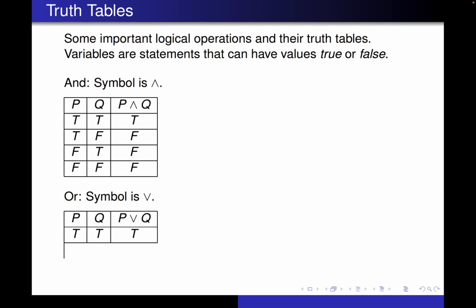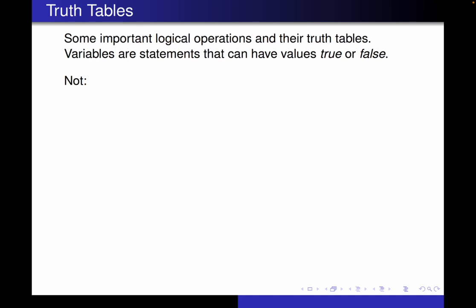Now, if P and Q are both true, then P or Q is going to be true, obviously. Only one has to be true, and if both of them are true, all the better. If one of P and Q is true, then we're still going to get true. So if P is true and Q is false, we get true. If P is false and Q is true, we still get true. The only time we get false is if P and Q are both false, and then P or Q is false.